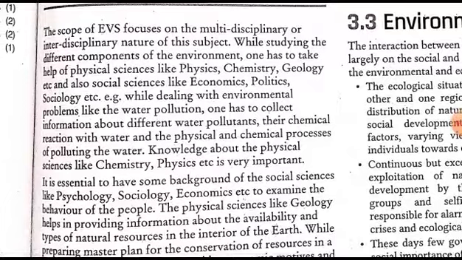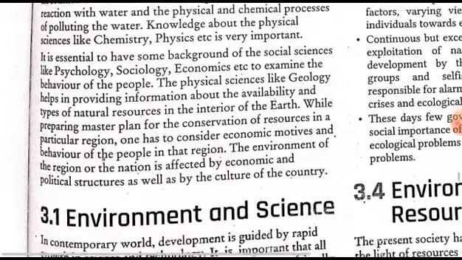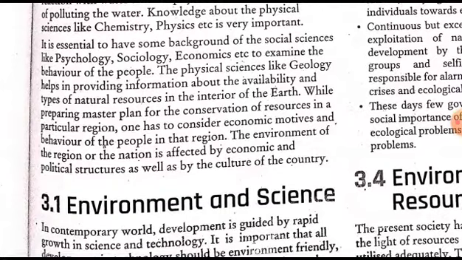For example, while dealing with environmental problems like water pollution, one has to collect information about different water pollutants, their chemical reaction with water, and the physical and chemical processes of polluting the water. Knowledge about the physical sciences like chemistry, physics, etc. is very important. It is essential to have some background of the social sciences like psychology, sociology, economics, etc. to examine the behavior of the people.